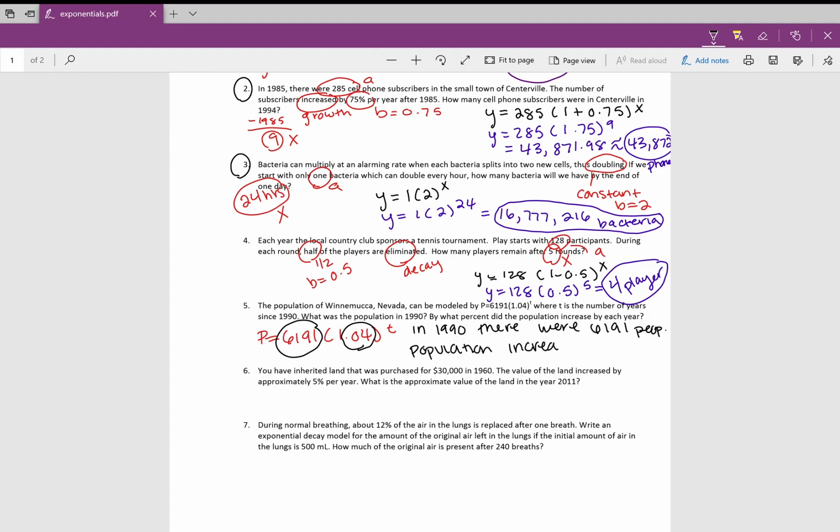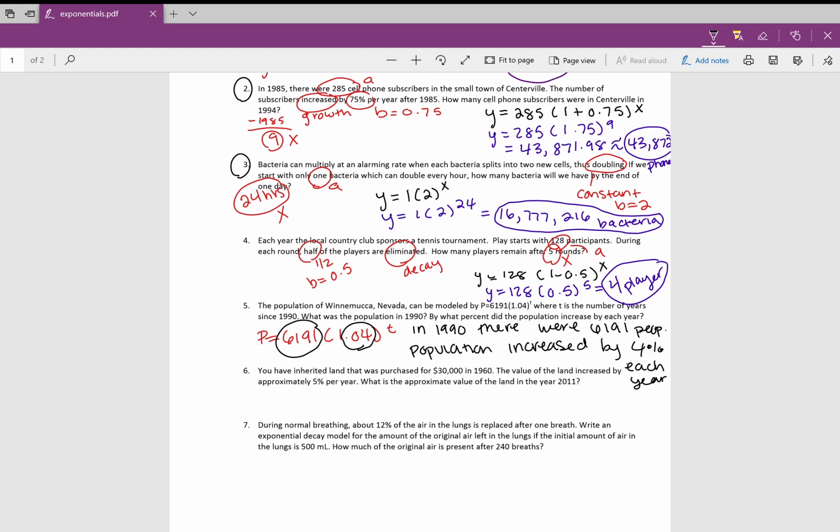So the population increased by 4% each year. Okay, so that was asking for something a little different. If you would have just read the problem, this was a really easy one. You just had to identify the rate and then the A value. Okay, go ahead and work on number 6.